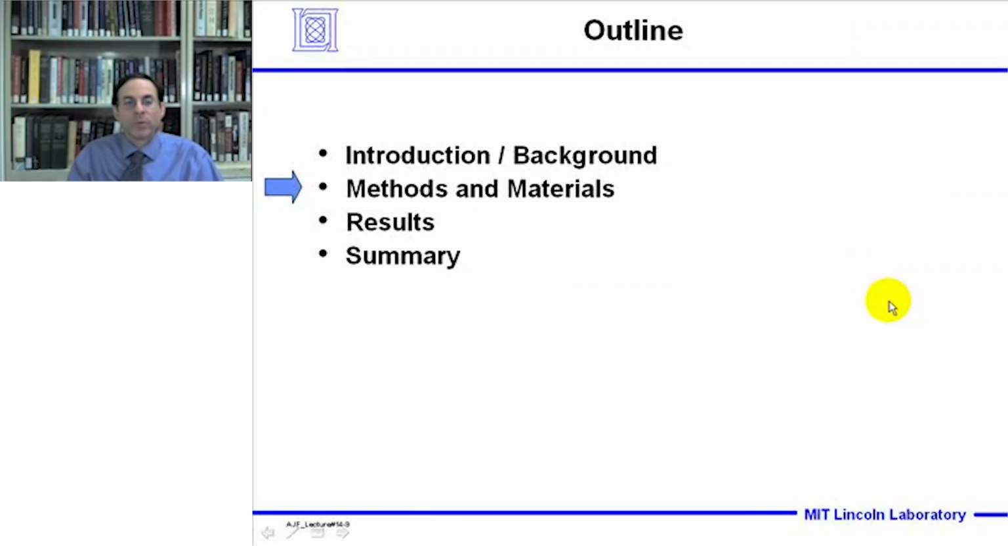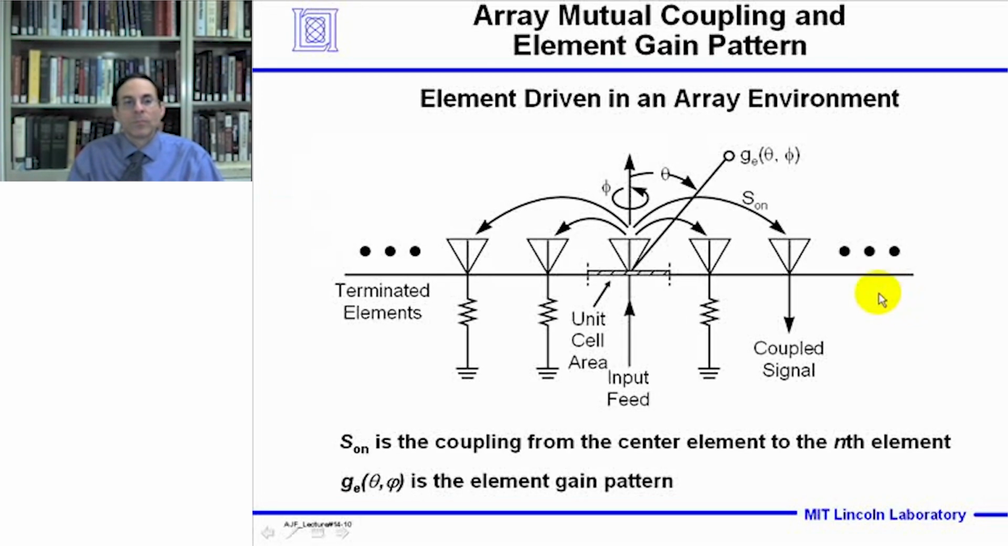So let's describe the methods and materials. So by way of review, this diagram shows array mutual coupling and the element gain pattern. So if we have an input feed to the central element of an array, where the surrounding elements are terminated in loads, we can measure the element gain pattern or calculate the element gain pattern. We can also measure or calculate the mutual coupling to the surrounding elements. So in this diagram, S0n represents the coupled signal from the central element to the surrounding nth element of the array.